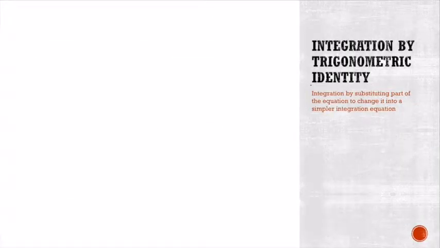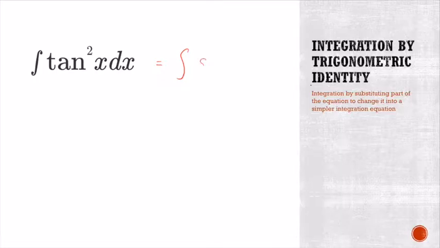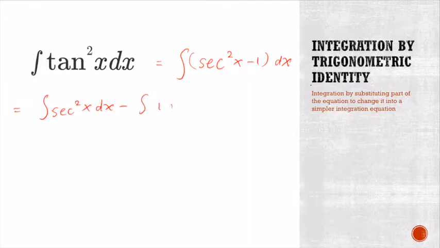The third technique is called integration by identity. In this example, we know that tangent squared x is equal to secant squared x minus 1. Because integration is a linear operator, we can separate this out into two integrals, the integral of secant squared x dx minus the integral of 1 dx. Now we can get tangent x plus c minus x plus c. Because the two c's are constants, they will add up into one constant.